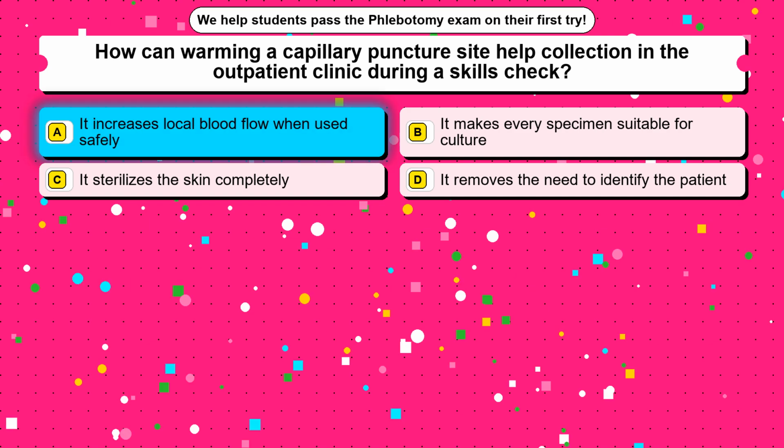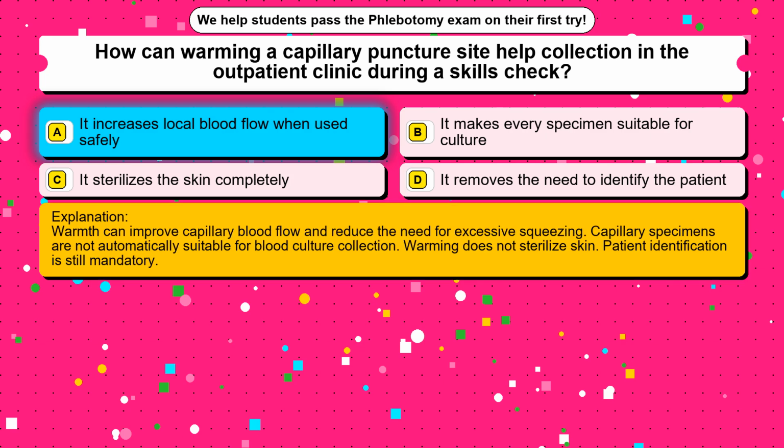The correct answer is option A. It increases local blood flow when used safely. Warmth can improve capillary blood flow and reduce the need for excessive squeezing. Capillary specimens are not automatically suitable for blood culture collection. Warming does not sterilize skin. Patient identification is still mandatory.